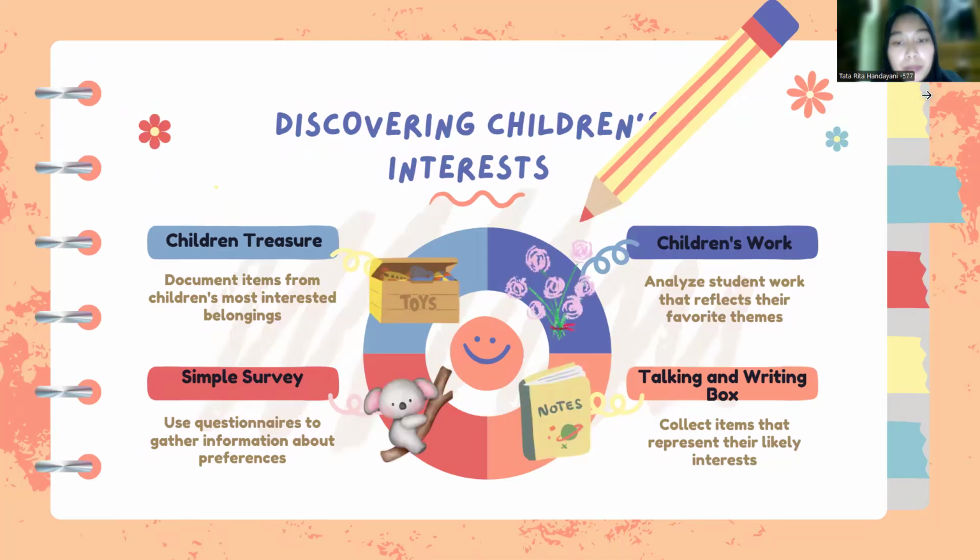Now, you might be thinking, this sounds great, but how do I actually discover what my students are interested in? Here are four proven methods. First, children's treasure. Ask students to bring or share something they treasure most. This could be a toy, a book, a photo, or even a story about a pet. Document this over time. You'll start seeing patterns. Maybe several students love animals or many are fascinated by cars.